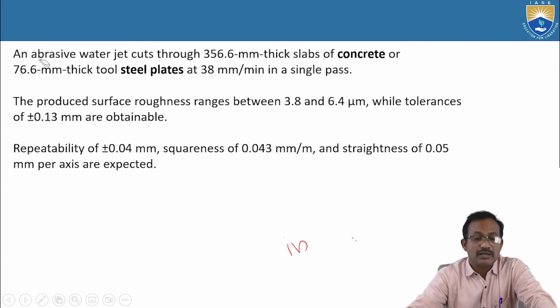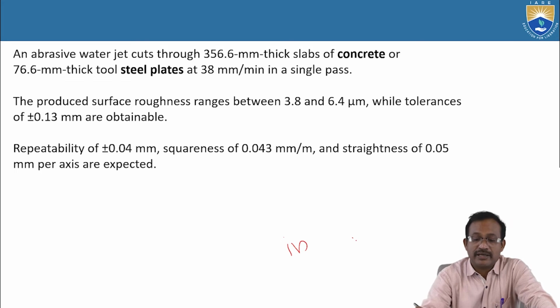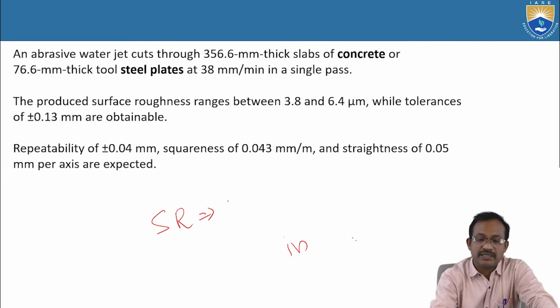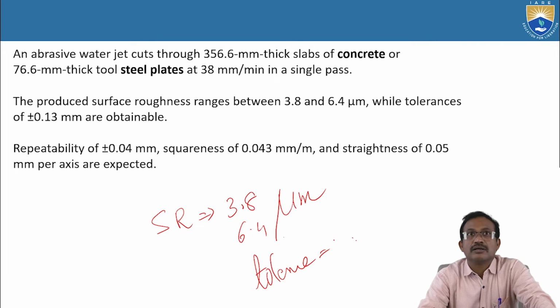The produced surface roughness ranges between 3.8 and 6.4 microns. Regarding surface roughness, the value is 3.8 to 6.4 microns, and the tolerance is plus or minus 0.13 millimeters.